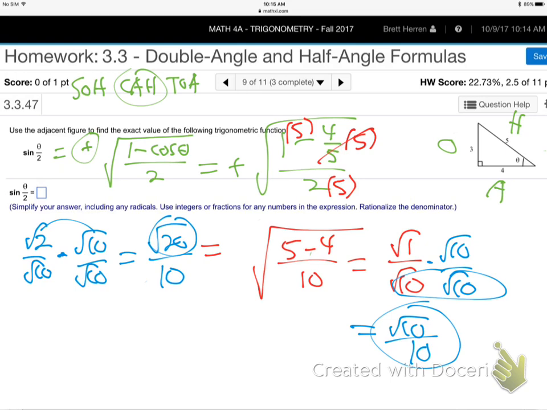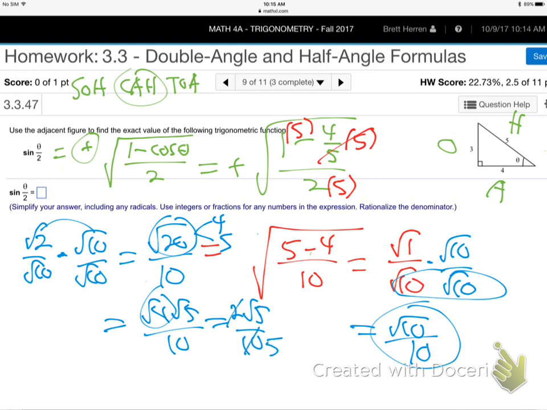How do you reduce root 20? Remember that from your algebra days? 4 times 5. Root 20 is root 4 root 5. And what's root 4? 2. See what happened there? Whenever you get something like a 20 in a root, you have to reduce it. Because 20 is 4 times 5, the root of 4 is plain 2. And now 2 goes into 10, because now they're both plain things, so root 5 over 5.